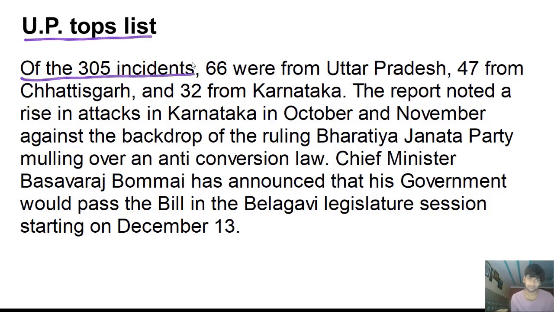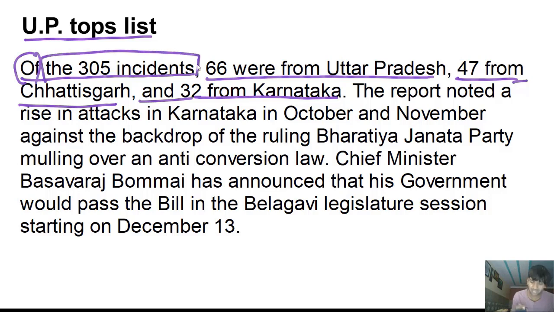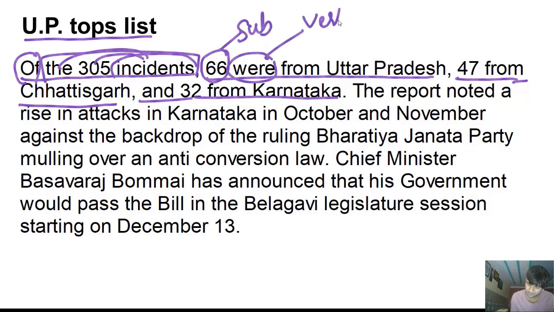Of the 305 incidents, which we already know now, 66 were from Uttar Pradesh, 47 cases from Chhattisgarh, and 32 from Karnataka. This is the next sentence. Of the 305 incidents is a prepositional phrase starting with the preposition of, and the object, the 305 incidents, is a noun phrase. Incidents is the main noun. 66 incidents is the subject, were is the linking verb, from Uttar Pradesh is a prepositional phrase working as the subject complement.